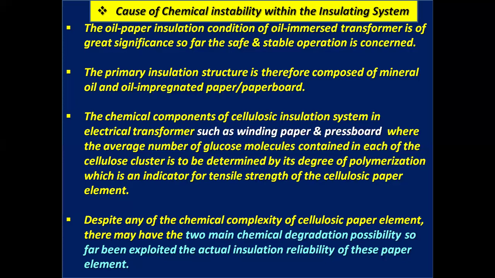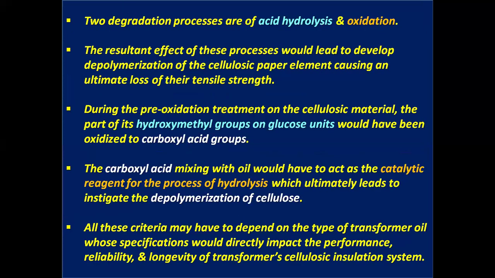Despite the chemical complexity of the cellulosic paper element, there are two main chemical degradation possibilities so far exploited, affecting the actual insulation reliability of these paper elements. The two degradation processes are acid hydrolysis and oxidation. The resultant effect of these processes would lead to depolymerization of the cellulosic paper element, causing an ultimate loss of their tensile strength.